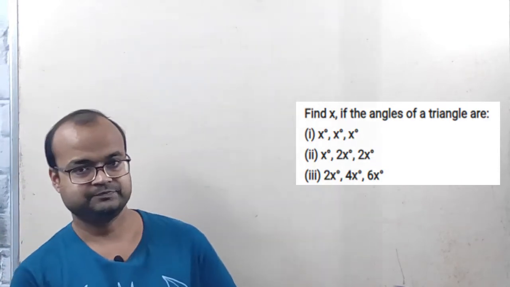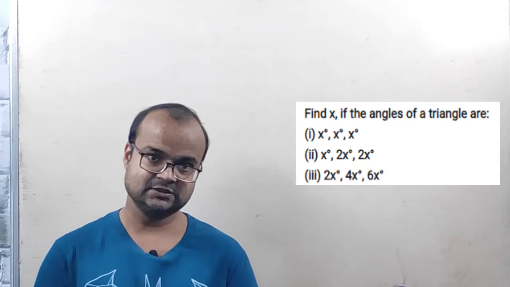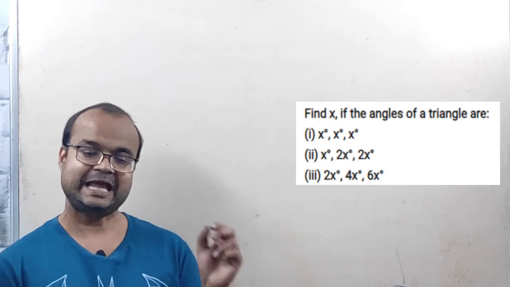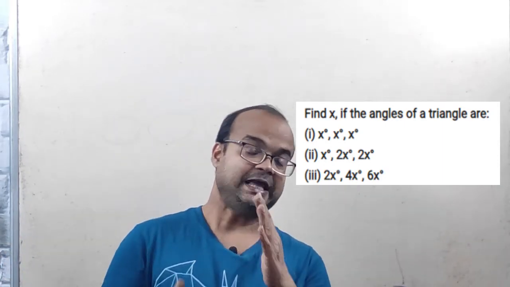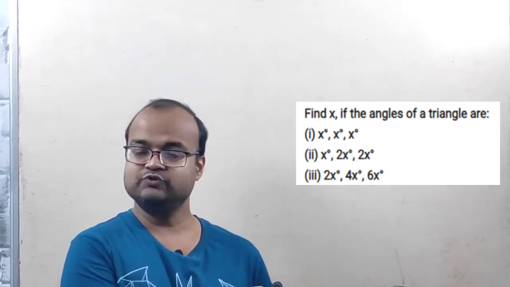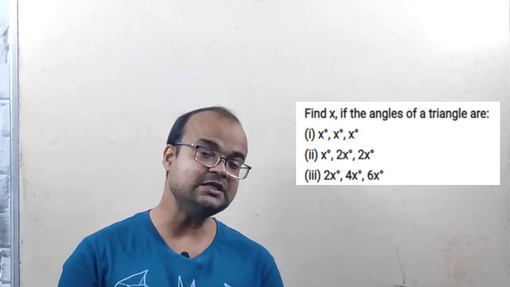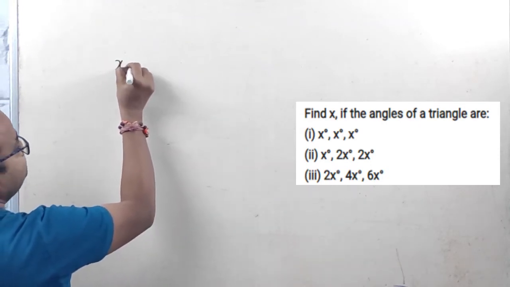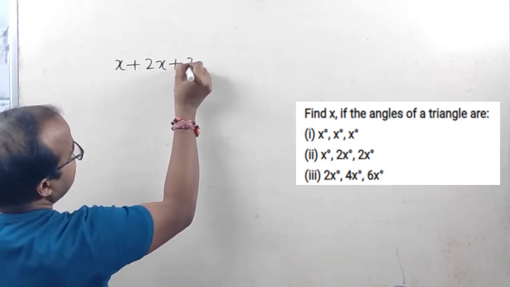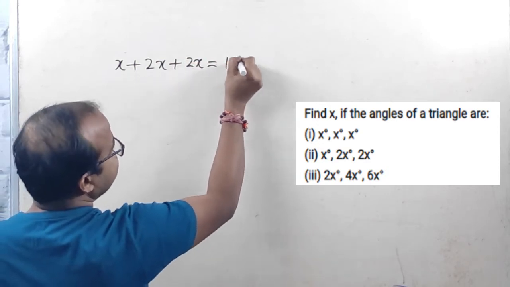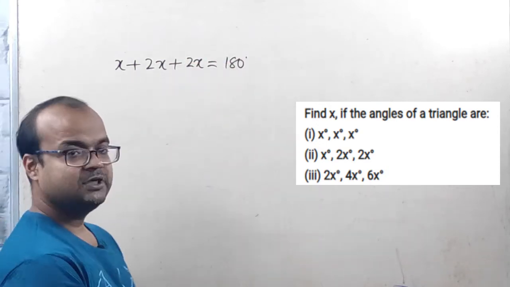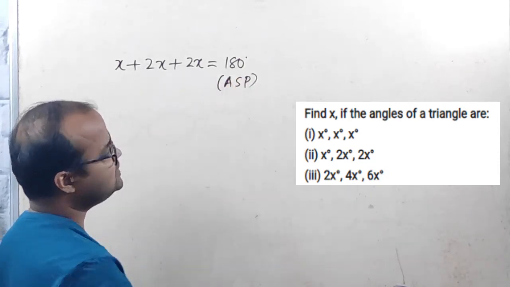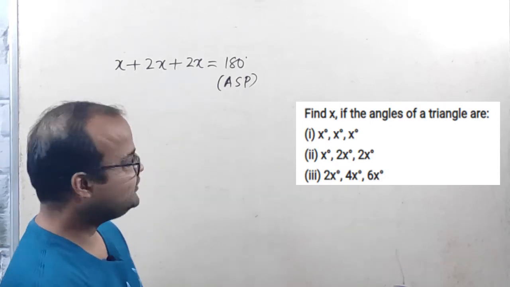In the next problem, we need to find x if the internal angles are given as x, 2x and 2x. Now, as we solved the last problem, we are going to solve this problem in the same way. So we can say that x plus 2x plus 2x equals 180 degrees. The sum of the internal angles equals 180 degrees, and here we give the reason. This is because of the angle sum property of a triangle.